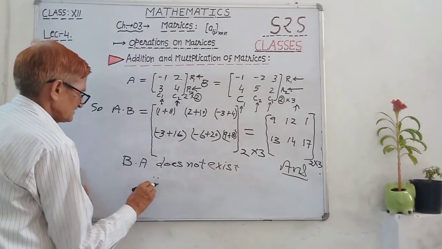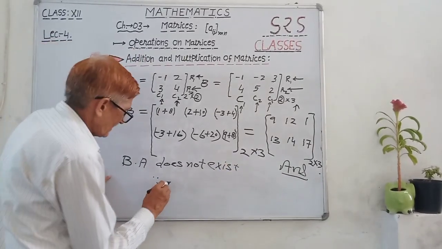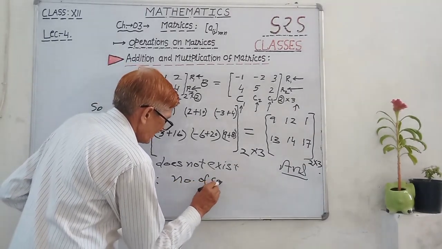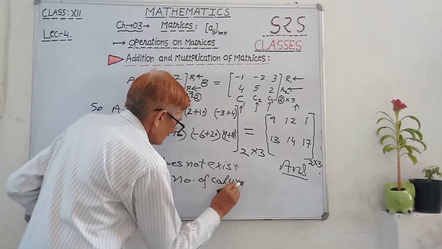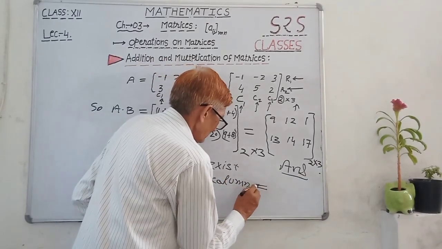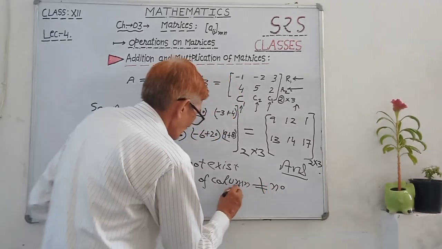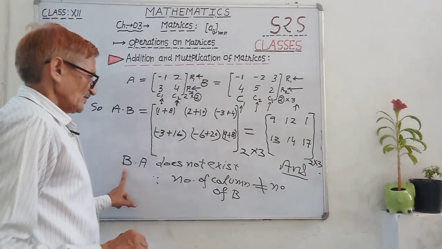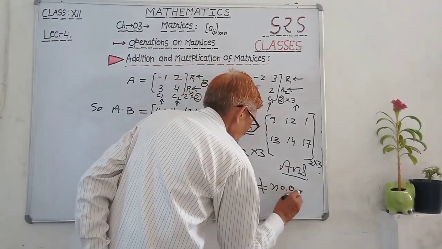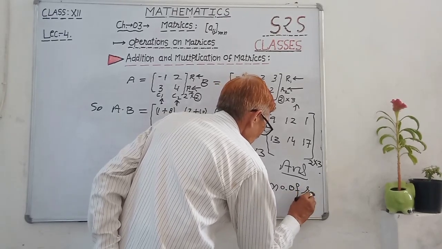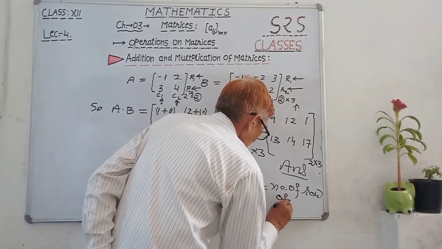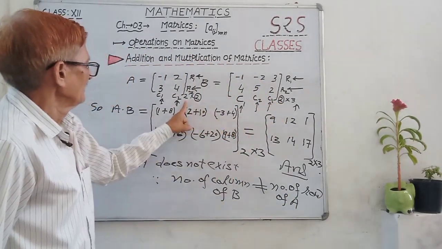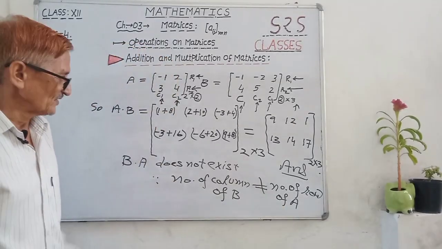Why? Because number of column, दोबारा लिख रहा हूँ मैं, number of column of B, है ना, फर्स्ट इज B, not equal to number of row of A. यहाँ कॉलम 3 है और ये रो 2 है. 3 इज नॉट इक्वल टू 2.